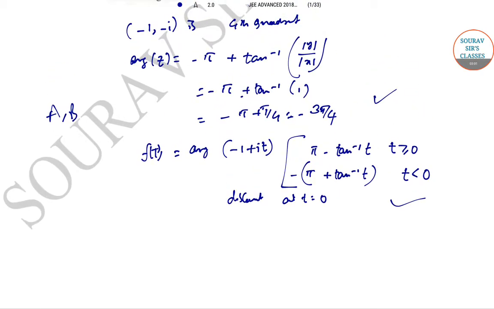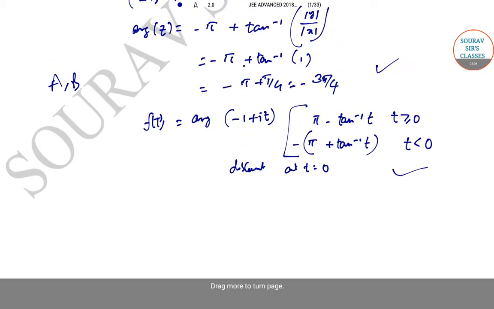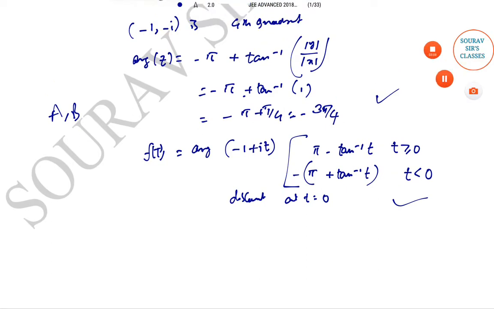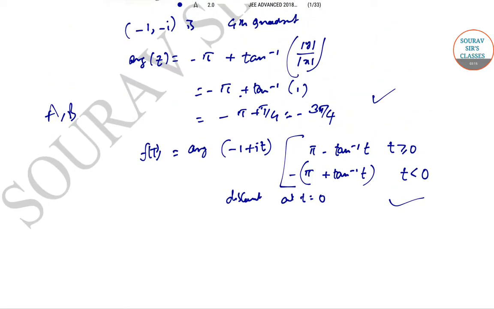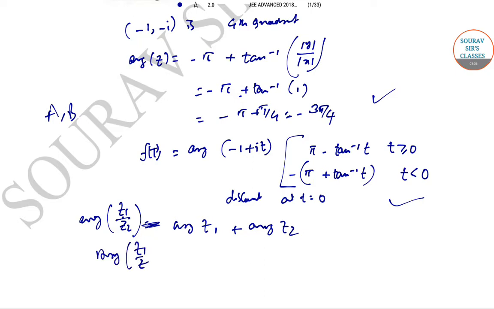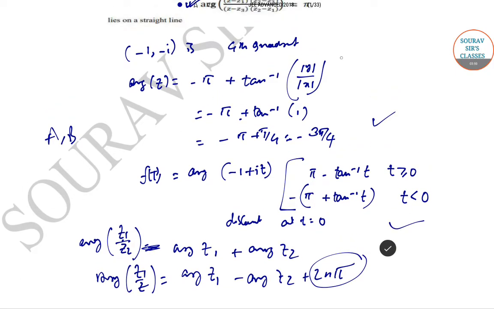Okay, next is the third one, that is C. Now coming to the third option, if we check that the argument of z1 by z2 equals argument of z1 minus argument of z2 plus 2n pi, then the expression becomes 2n pi. And the last one is D, doing it here.